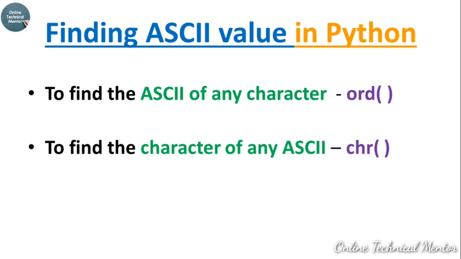Finding ASCII value in Python. In Python, two functions are provided to find the ASCII of any character and to find the character of any ASCII. ORD is the function to find the ASCII of any character. This ORD function accepts a string of length 1 and it will give you the ASCII or the decimal value of that corresponding character. And the CHR function will accept some ASCII value and it will return the corresponding character. So let me show you by typing these two functions in the Python interpreter.